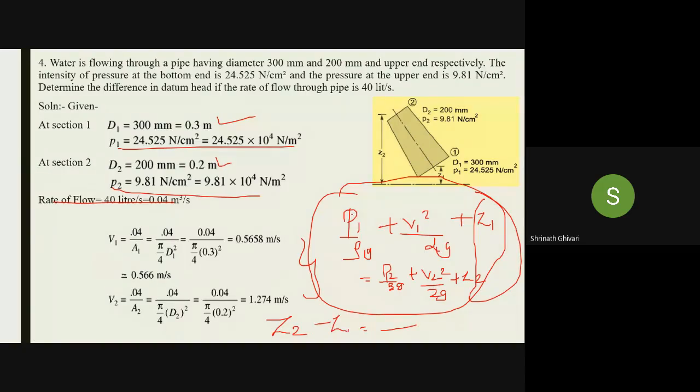You have P1, you have P2, you have V1, you have V2. But the point is that he has not given V1 and V2. You have to find them using the same equation which we have seen previously. V1 equal to Q by A1, V2 equal to Q by A2. Using this equation, you have to do it. So please solve it and let me know the answer of Z2 minus Z1.